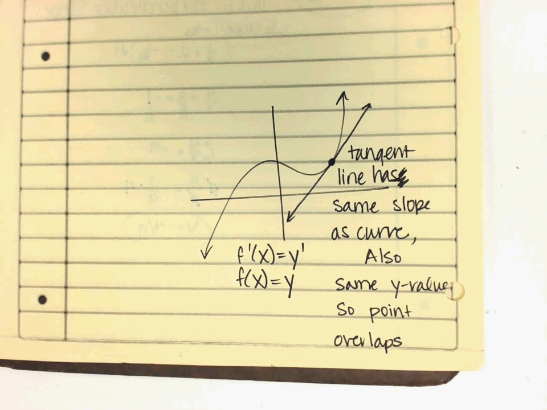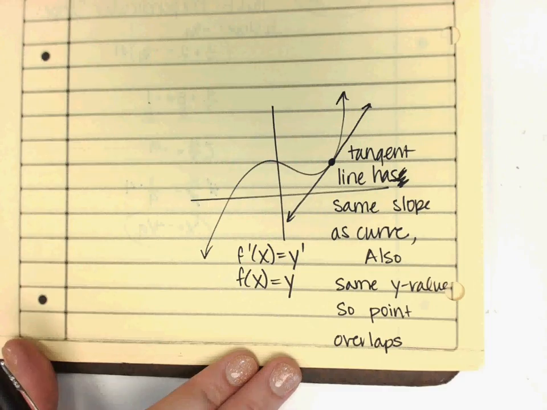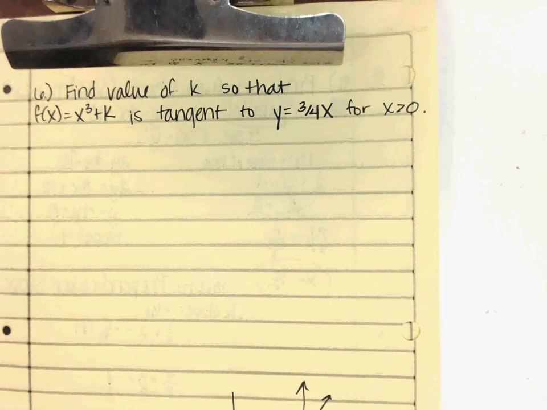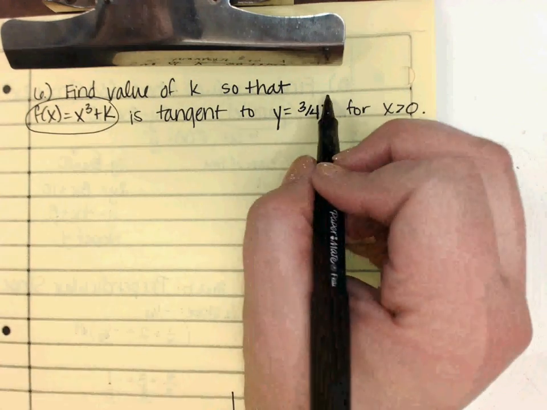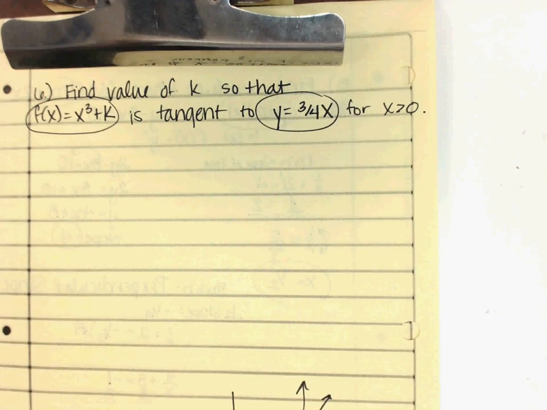Okay? So if it's tangent, the derivatives should be equal and the originals should be equal. So what do you think I'm going to do first? If I set these equal to each other, how many unknown letters am I going to have? What are the two values? X and K. Now, if I set those equal, that's not enough. I have two letters. What about if I take the derivatives? How many unknowns will there be? One. Where's K going to go?